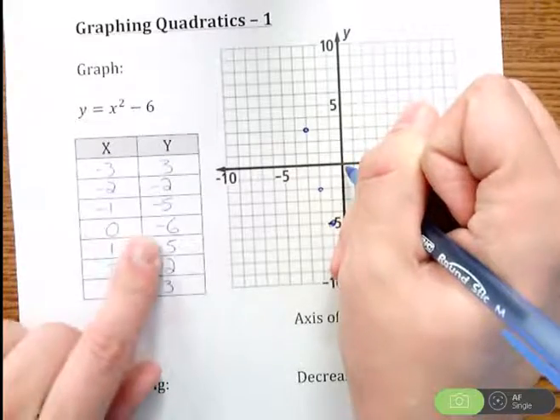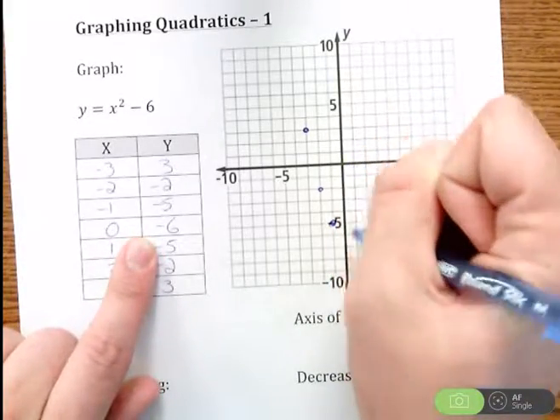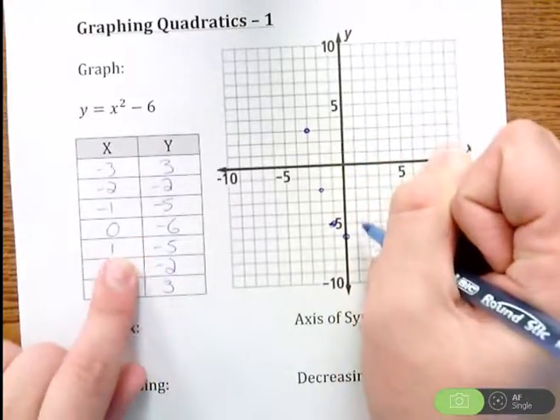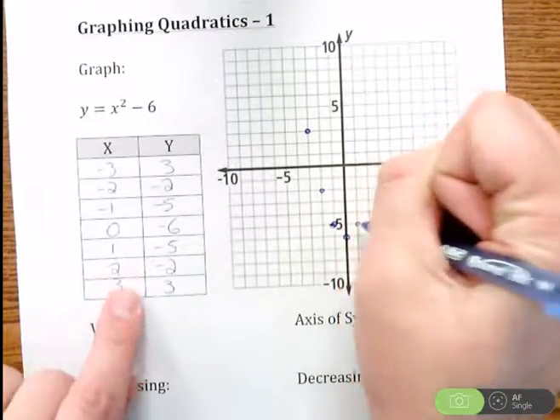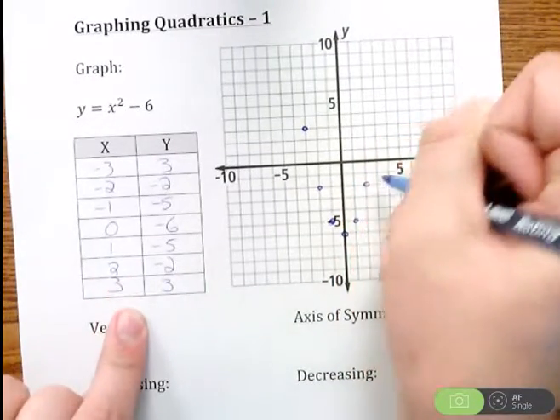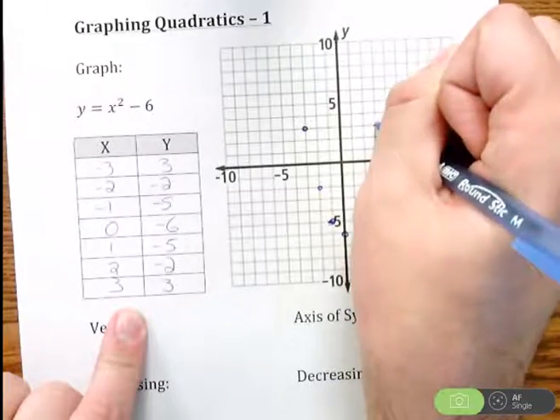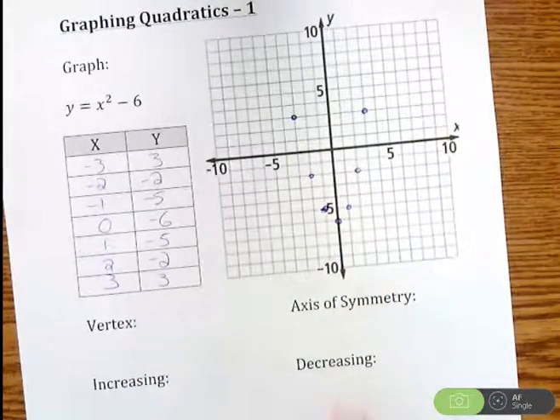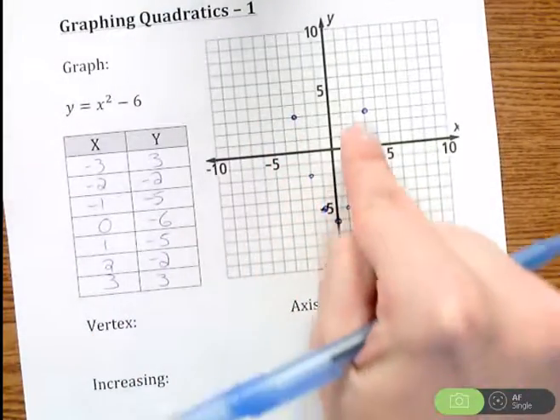0, -6. So don't go left to right, go down, -6. Just plotting all these points. 1, -5, 2, -2, 3, 3. Now, what you should notice is that parabola shape, that U shape.